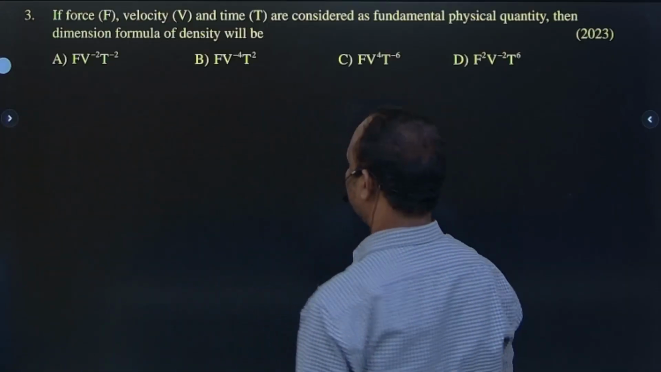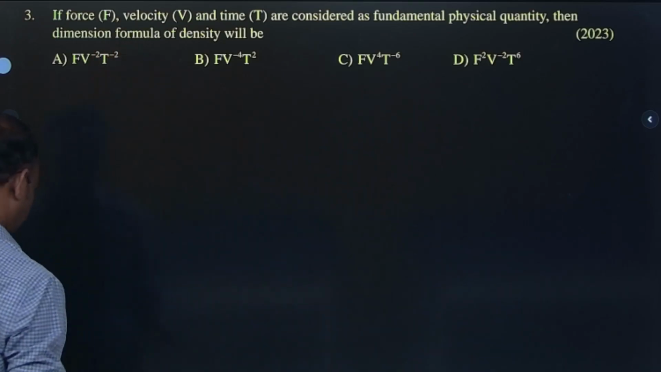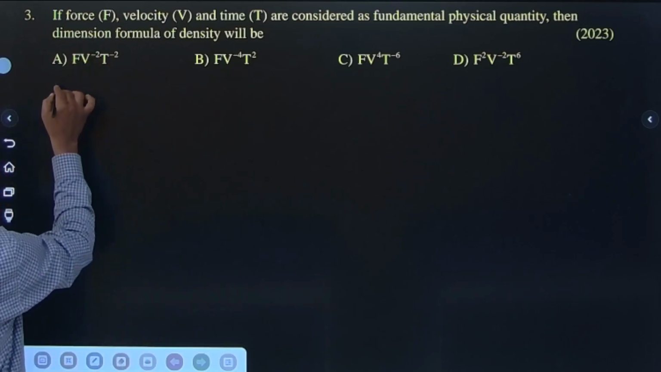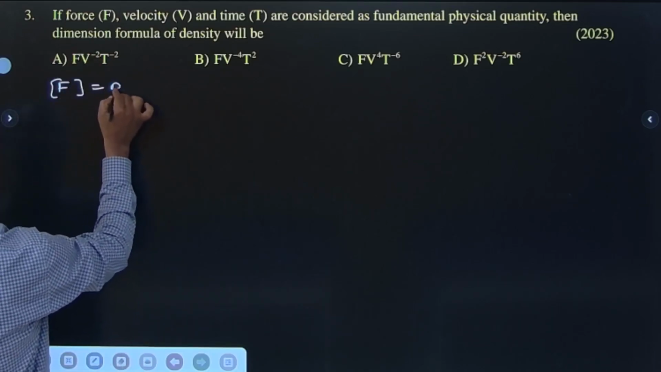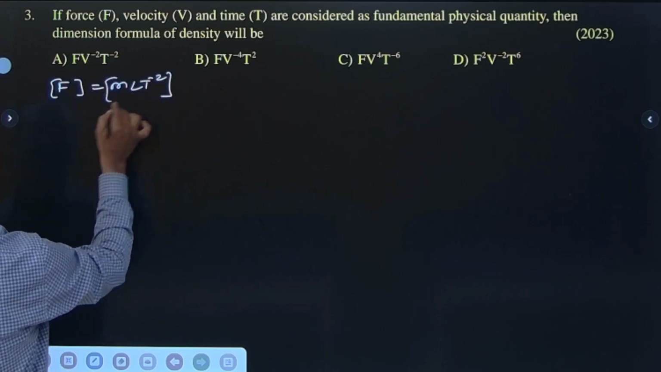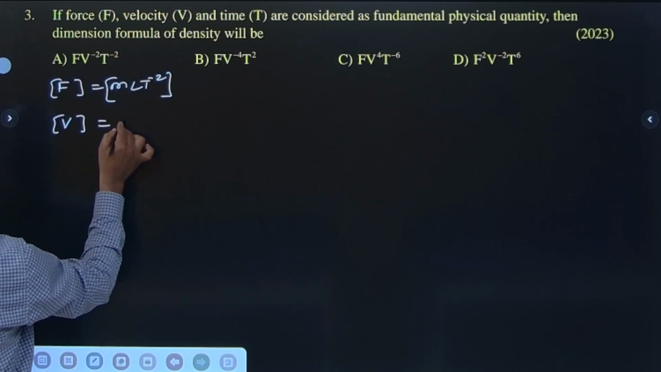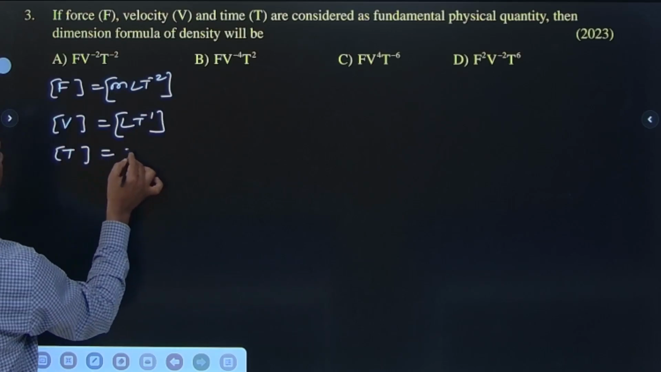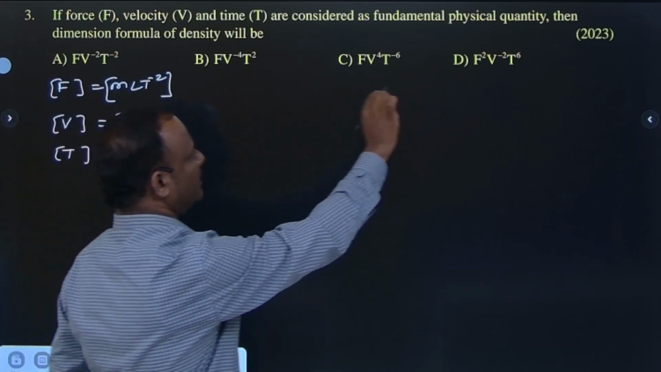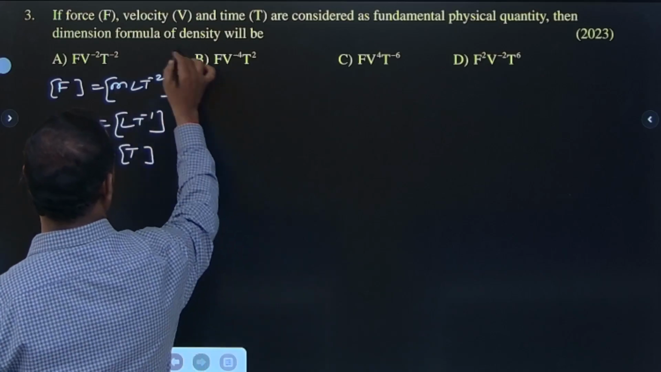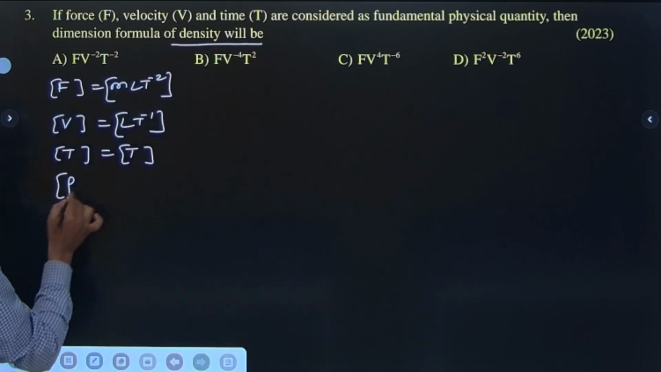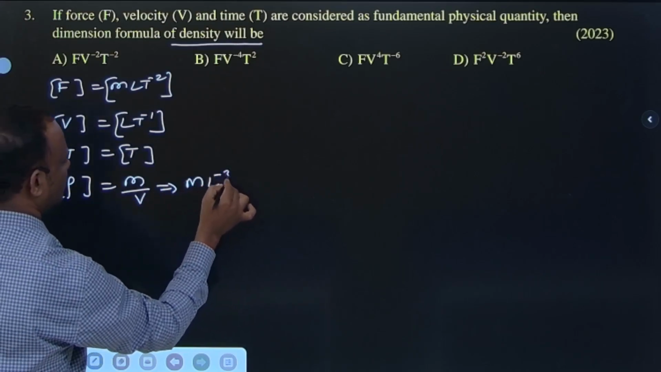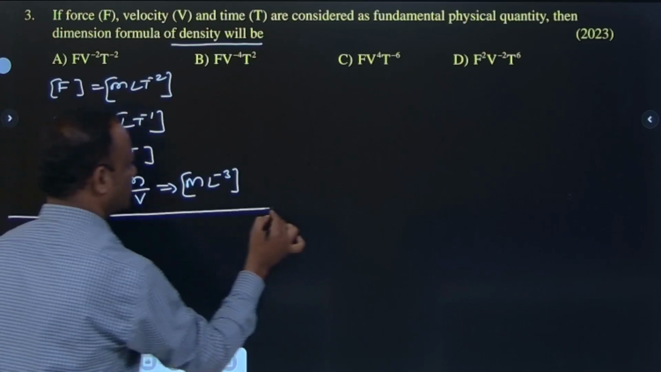The question from 2023: same as the force dimensional formula, to find the relation between physical quantities. First, write the dimensional formula of force: MLT minus 2. Velocity dimensional formula: LT inverse. Time dimensional formula: T only. Consider these as fundamental physical quantities. Then the dimensional formula of density. Density is mass per volume, so it is ML to the power of minus 3. First part is over.